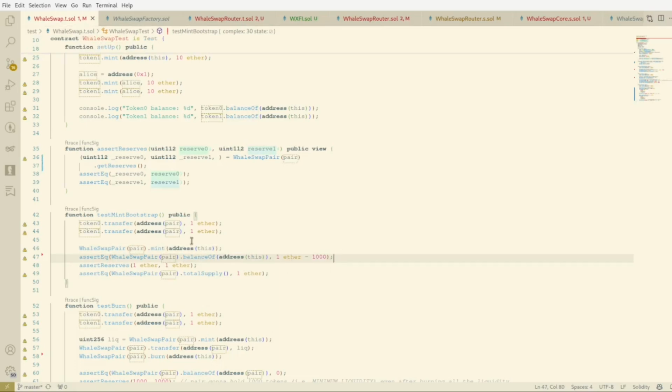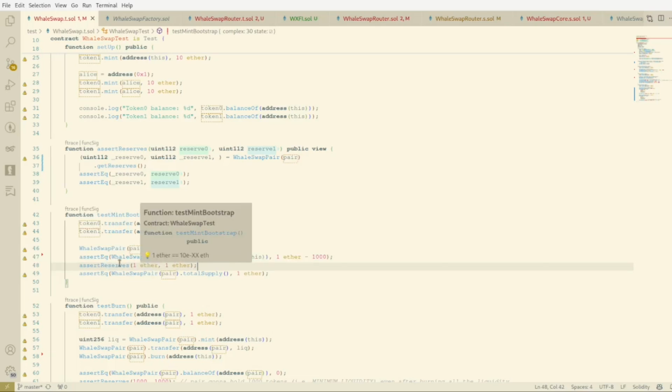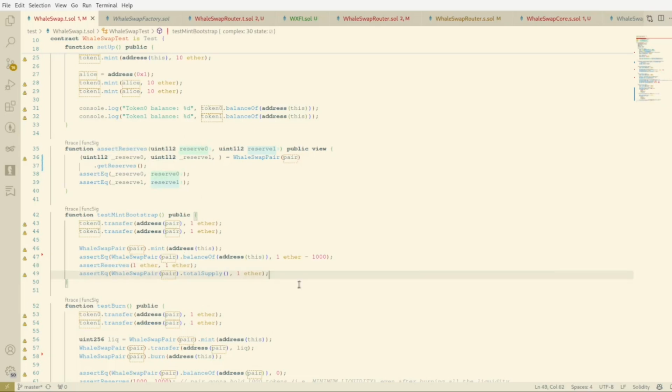After that, since one ether worth of both tokens is provided, we can check the reserves have 1 ether worth of both tokens. The asset reserve function is defined by us, which basically makes sure the right order and right tokens are matched with the reserves. And here we are seeing that the total supply of the liquidity tokens, the whale token here, is 1 ether because we have supplied 1 ether worth of tokens for the pair.